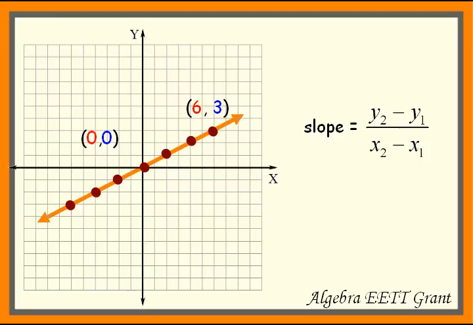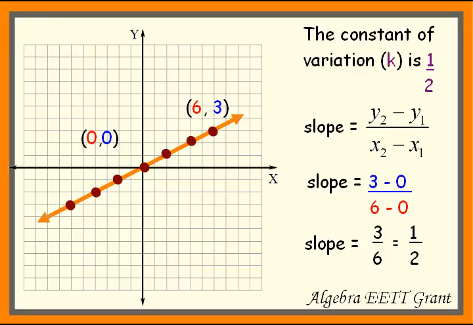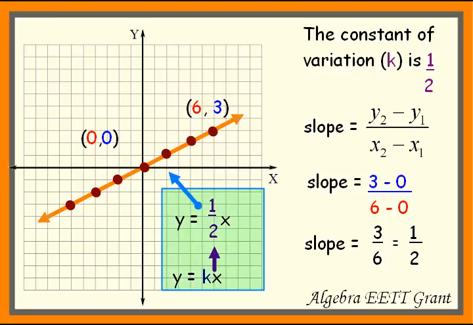In ordered pairs, the first value is the value of x, the second value is the value of y. So if we plug these ordered pairs into the slope equation, we get 3 minus 0 over 6 minus 0. That simplifies to just 3 divided by 6, and that simplifies to 1/2. So that is our constant of variation. Our k value on this one is 1/2, which means our equation y equals kx can be rewritten as y equals 1/2 x. That is the equation that describes that line.